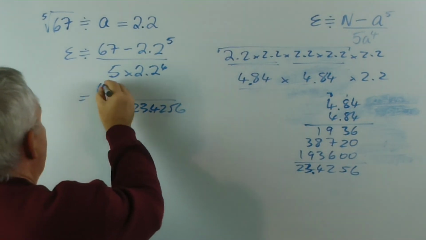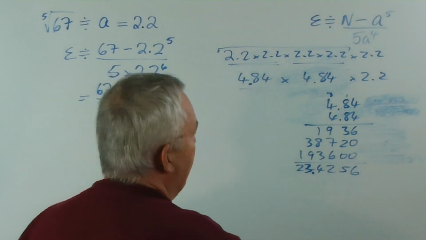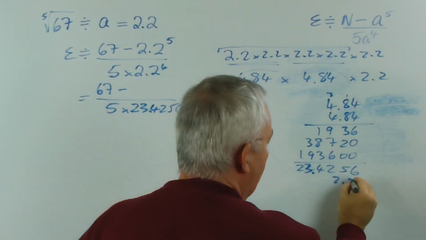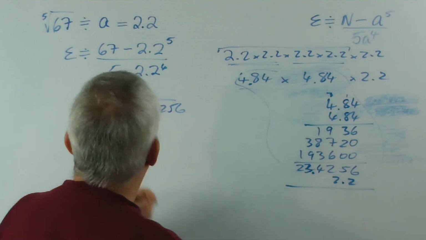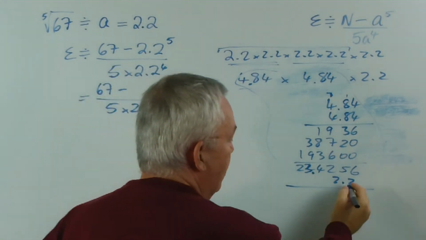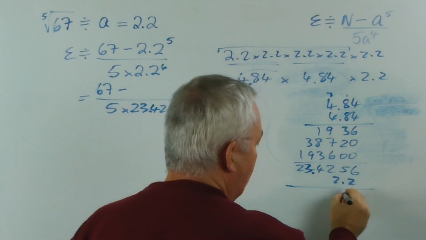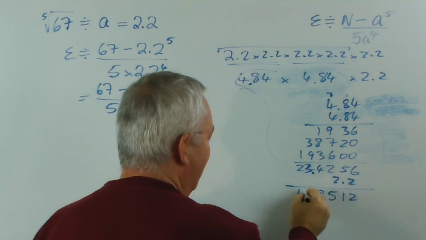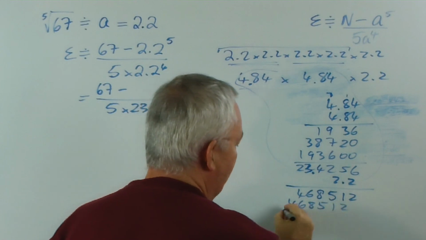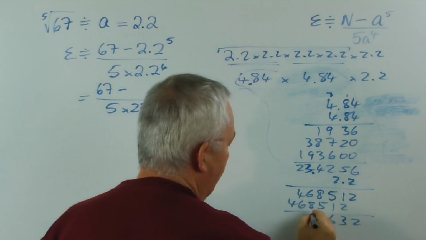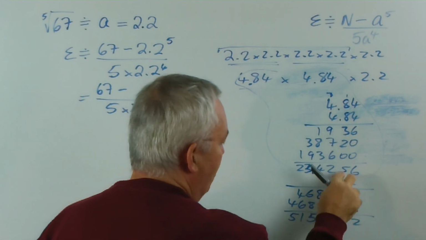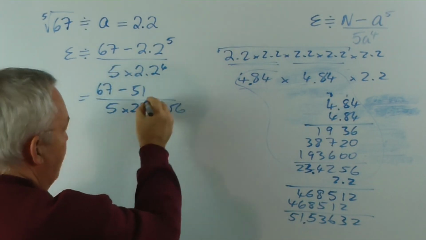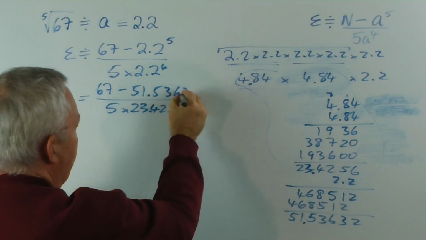And on the top, we're going to have 67 minus. Now, to get 2.2 to the fifth power, we've just worked this out. So we have to multiply by 2.2 again. Fortunately, it's fortuitous that it worked out such a simple number, actually. Twice this, twice 6 is 12, carry the 1. My poor brain. 5, 1, 5, 3, 6, 3, 2, with 5 decimal places.